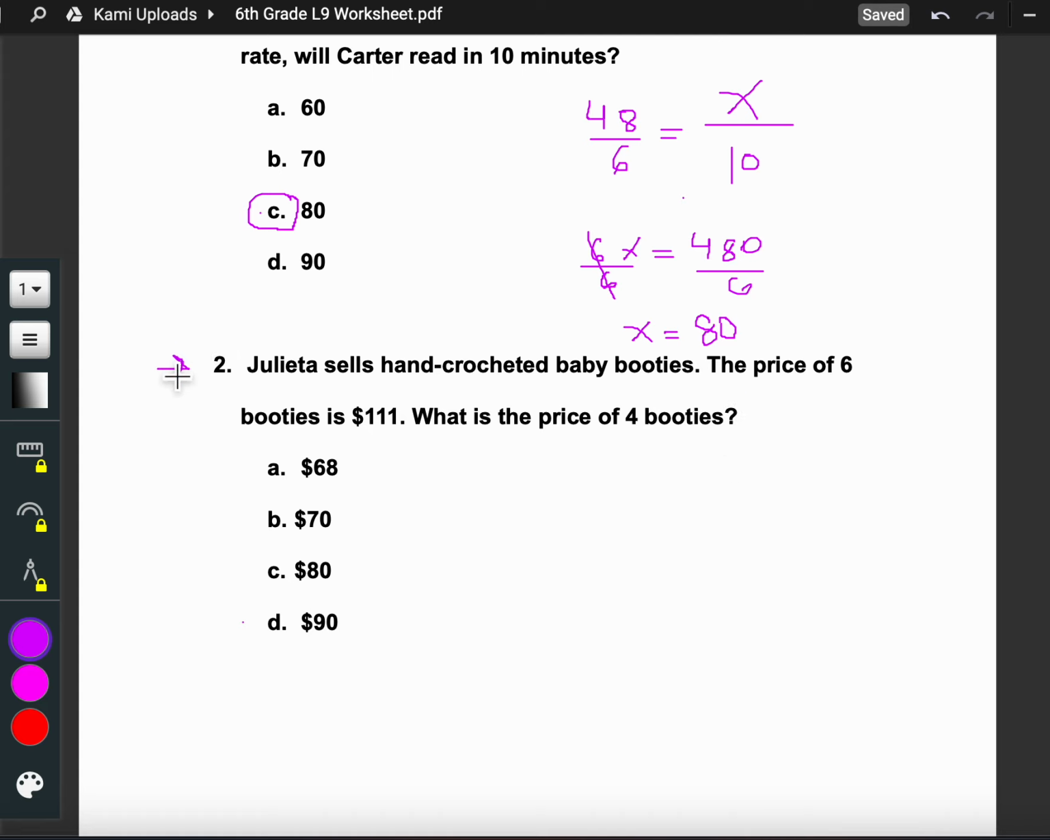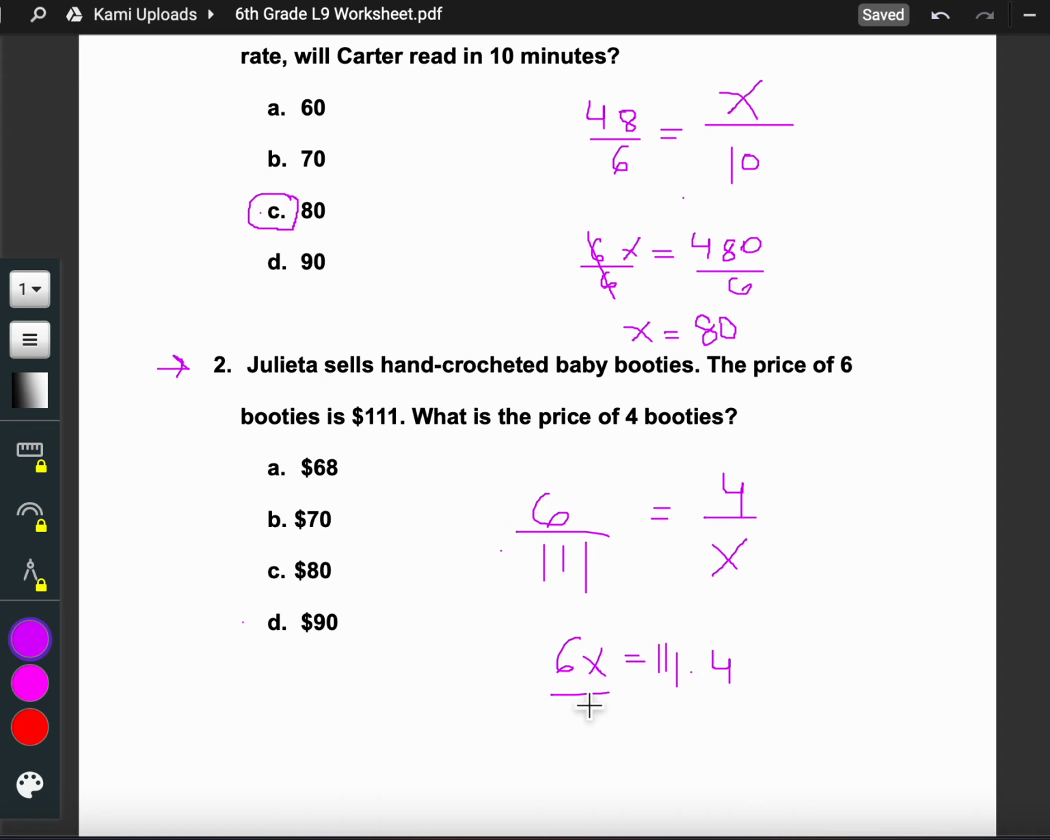Number 2, Julietta sells hand-crocheted baby booties. The price of 6 booties is $111. What is the price of 4 booties? So, the price of 6 booties is $111. And we're trying to find out the price of 4 booties. So we're going to cross multiply. It's going to be 6x equals 111 times 4.